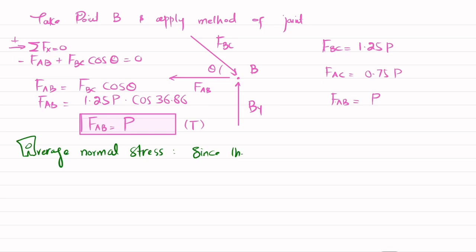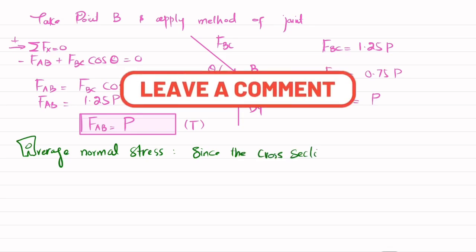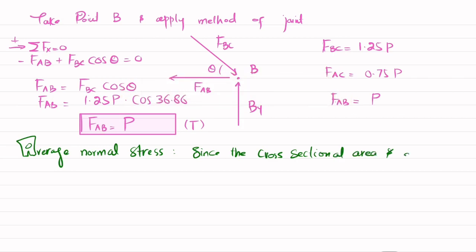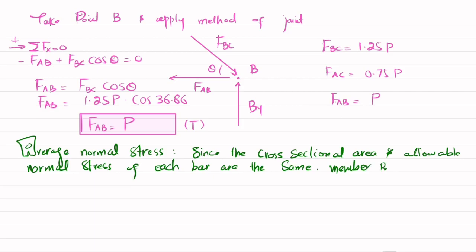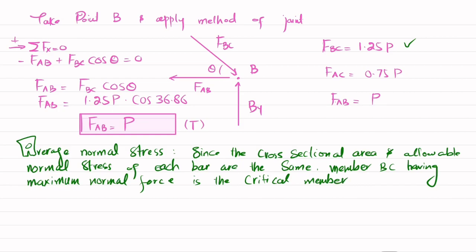Since the cross-sectional area and allowable normal stress of each bar are the same, member BC having maximum normal force, you can see that this member is a maximum 1.25 times P. So maximum normal force is the critical member. So critical member. So we will find this P based on this average normal stress.